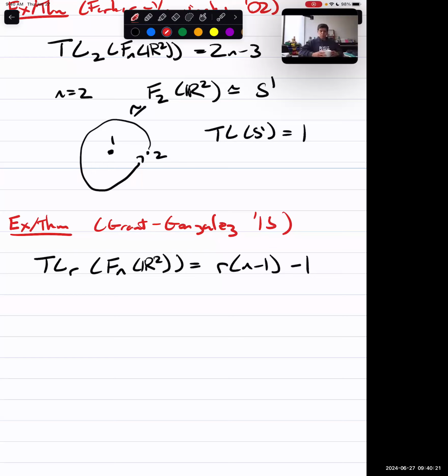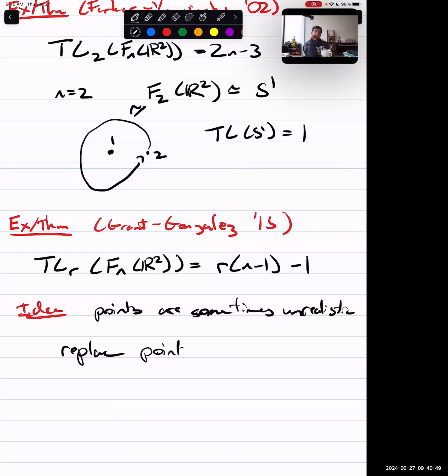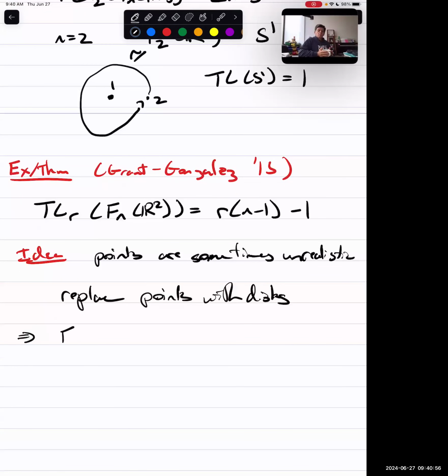So we want to replace this ordered configuration space of points with something where the points actually take up a bit of volume. The idea is that points are sometimes unrealistic, and we're going to replace points with disks. This replaces the ordered configuration space of points in X with the ordered configuration space of unit diameter disks in X, which we're going to denote by D F sub n of X comma g.